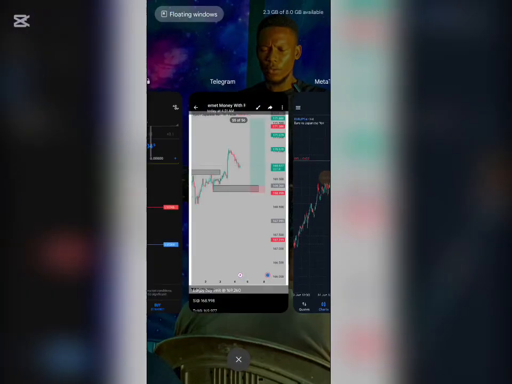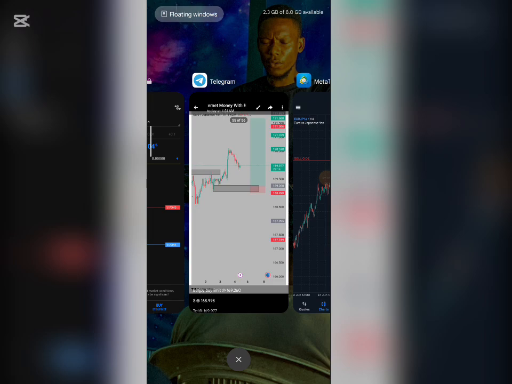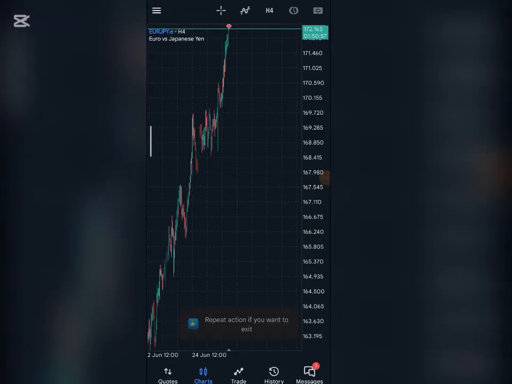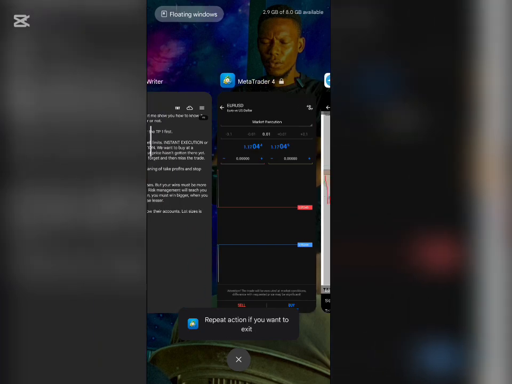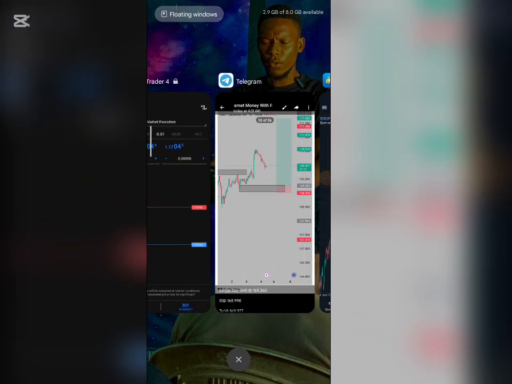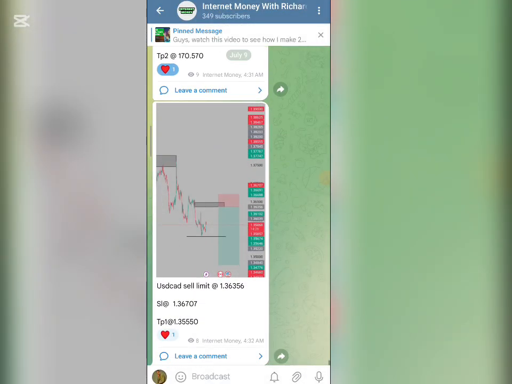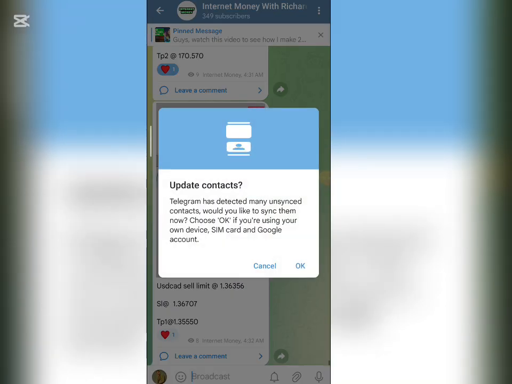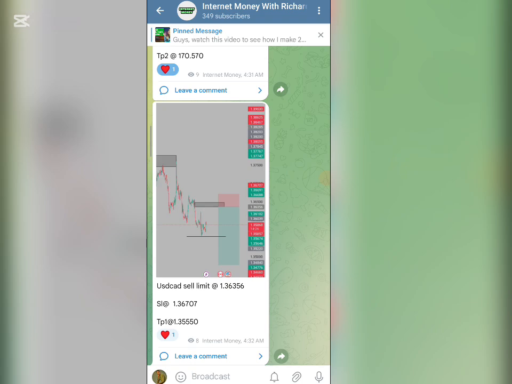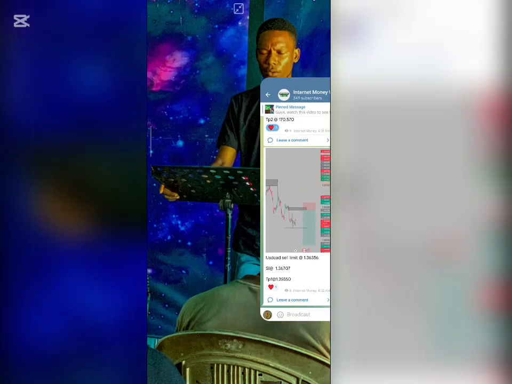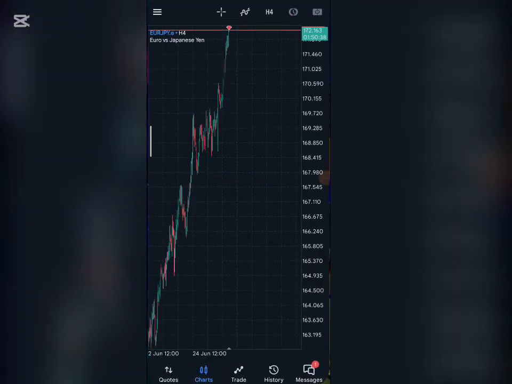Okay. Now, what was I saying? The same thing applies for the sell limit. That was the buy limit. The sell limit is the exact opposite. So say this one now: USD CAD sell limit. We look for it under quotes, then we look for USD CAD.